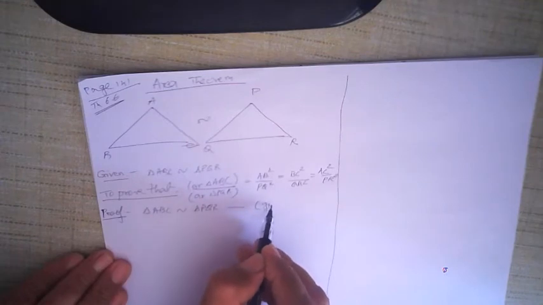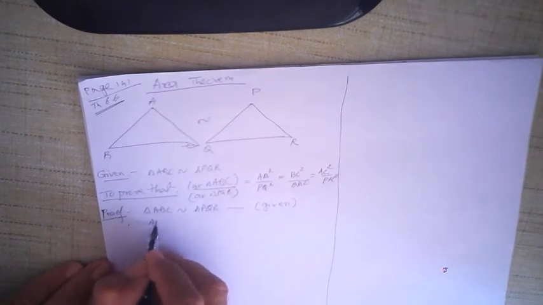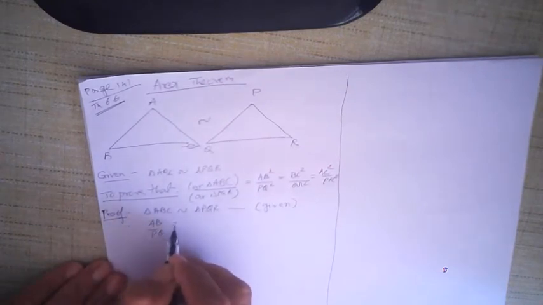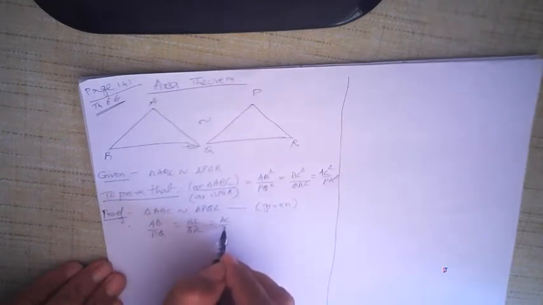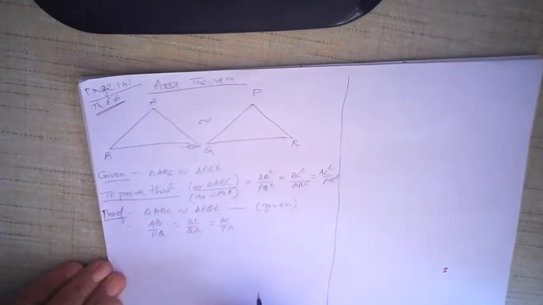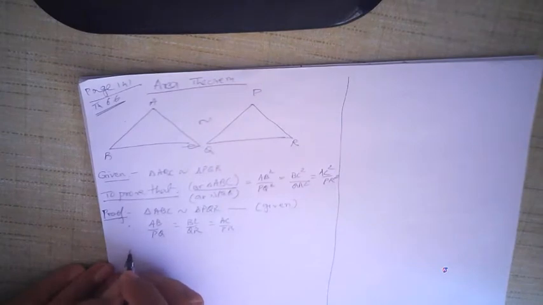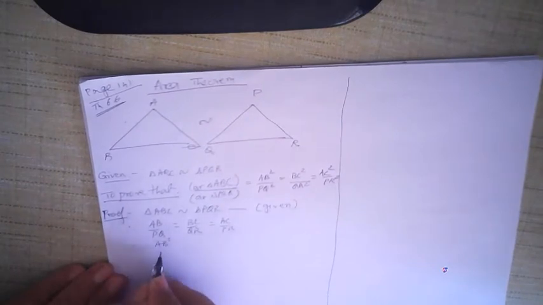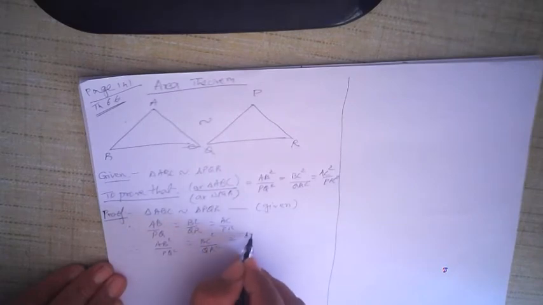Now since we are given this, therefore we can say that AB upon PQ is equal to BC upon QR is equal to AC upon PR. When triangles are similar, the ratio of the corresponding sides is always the same. Or I can square them. AB square upon PQ square is equal to BC square upon QR square is equal to AC square upon PR square. I have just simply squared it.